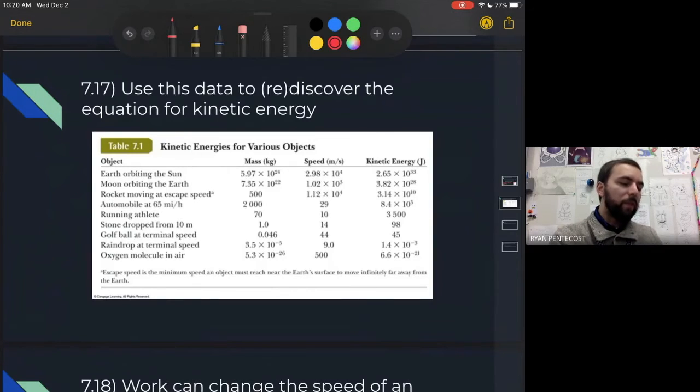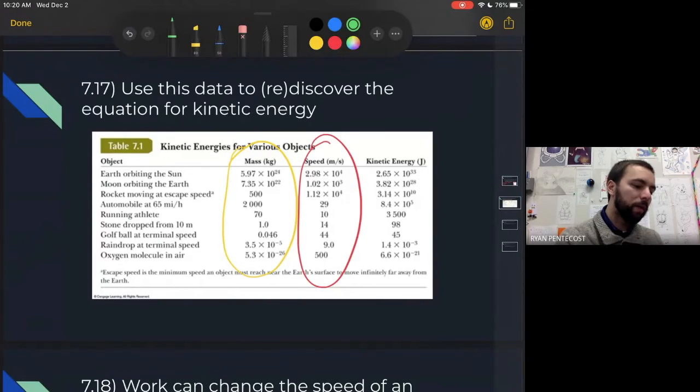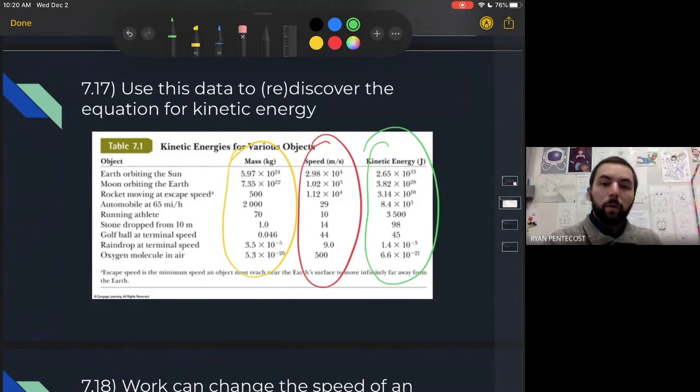So we have the mass of the object here, then we've got the speed of the object here, but then we have the kinetic energy of the object here. So what we want to do is use this data to rediscover the equation for kinetic energy. If you already know the equation for kinetic energy, this will be pretty easy for you. But if not, it's kind of complicated to figure out how to make these all match.